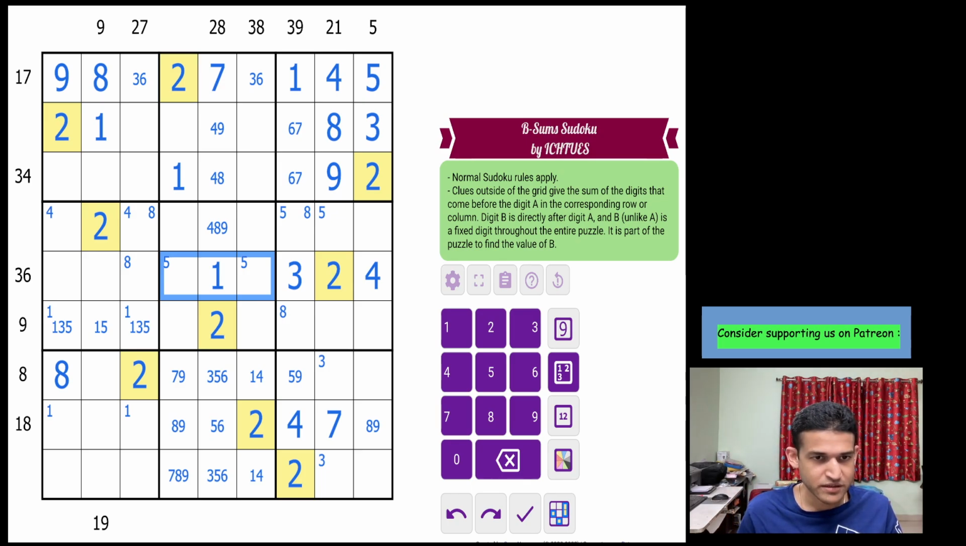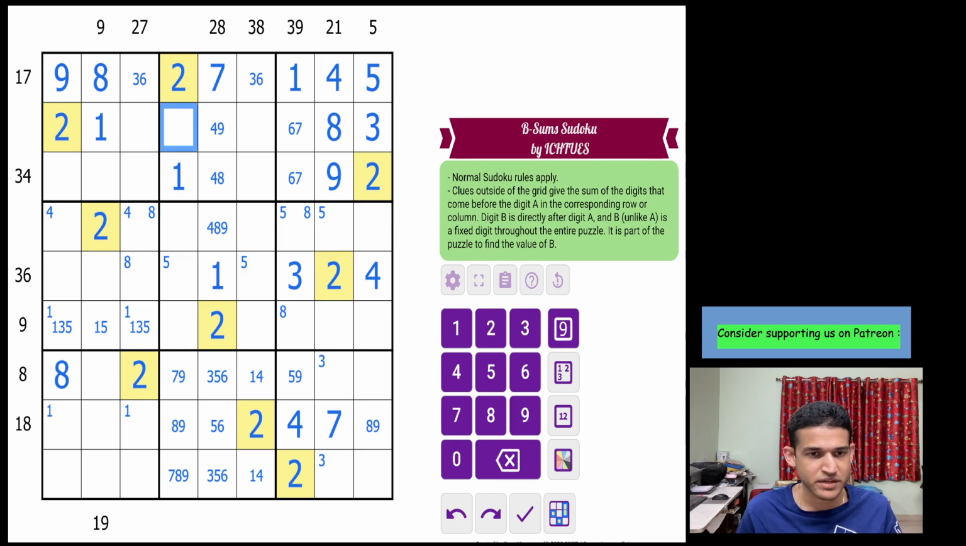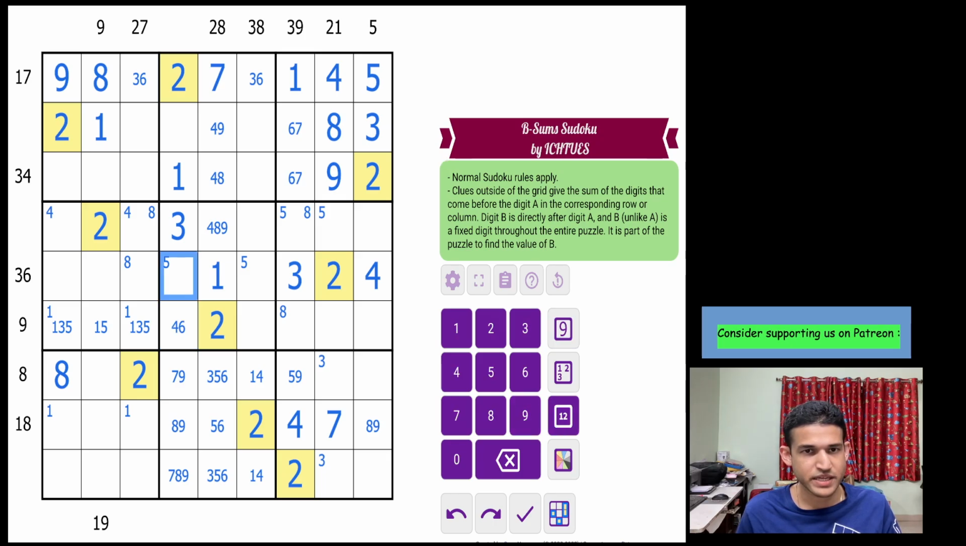Right, 3 in column 4 has to be in only one cell left. 3 can't be here, 3 can't be here, 3 can't be here, 3 goes here. And now the remaining cells are 4, 6, 5, 6 and 4, 5, 6. Okay.